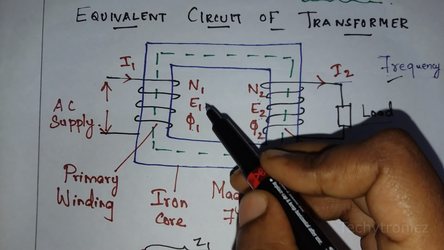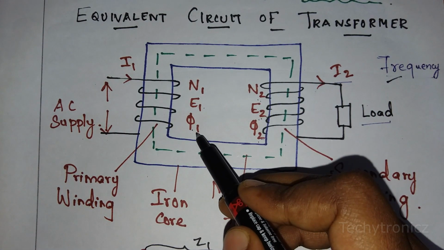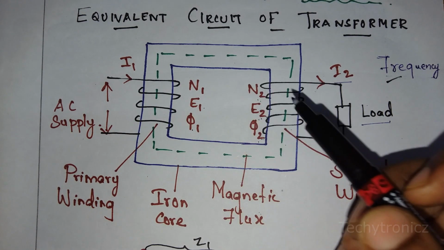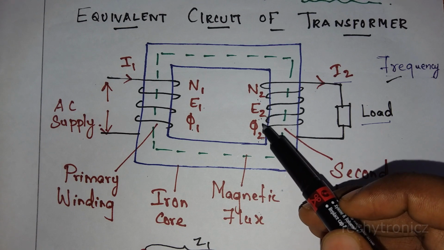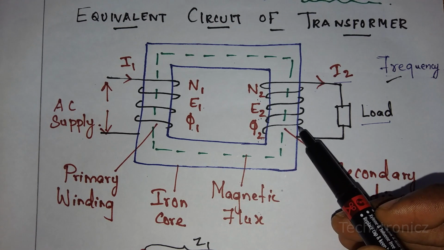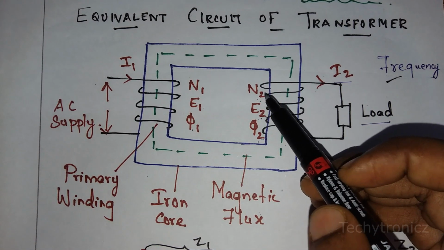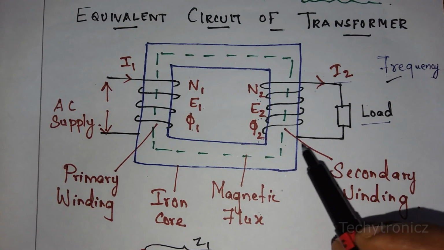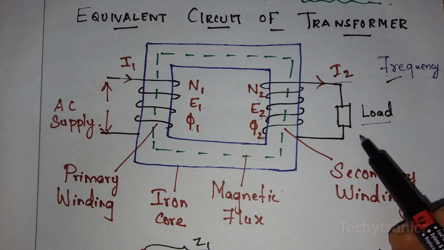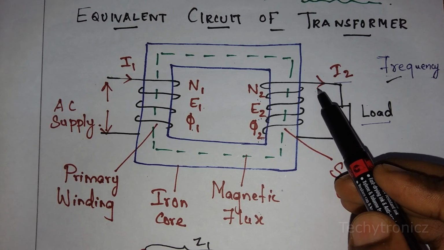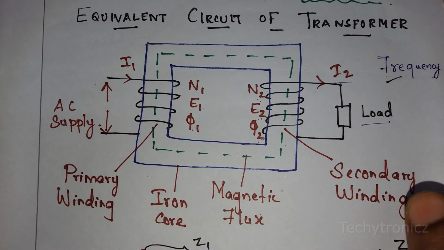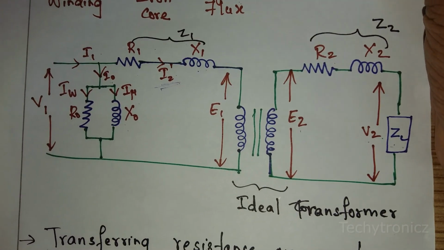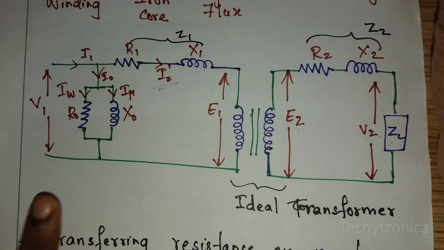The number of turns, the induced EMF and the flux in the primary winding are N1, E1 and Phi1. And the number of turns, induced EMF and flux in the secondary winding are denoted as N2, E2, Phi2. The secondary winding is connected to a load, and the current that flows in the secondary winding is I2. Now, using the ideal transformer, I have drawn the equivalent circuit.